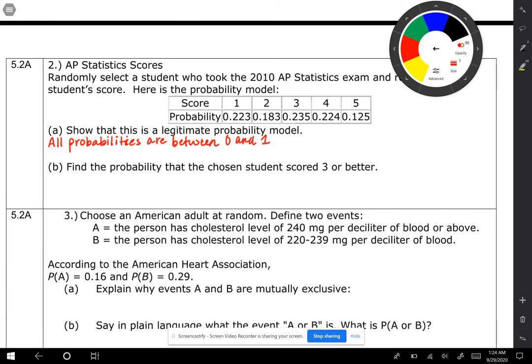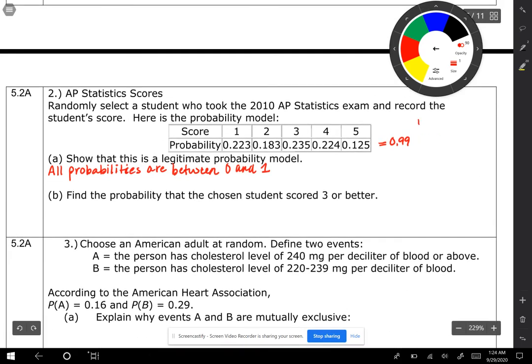And then if you add them up, I went ahead and added those up. I added the 5 bottom numbers and I got 0.99. So now you have to ask yourself, is this okay? Was this a rounding error? Looking at the values in our table, they are rounded to 3 decimal places. So you have to make a judgment call here. And I'm going to say it's close enough, and that yes, this is a legitimate probability model.